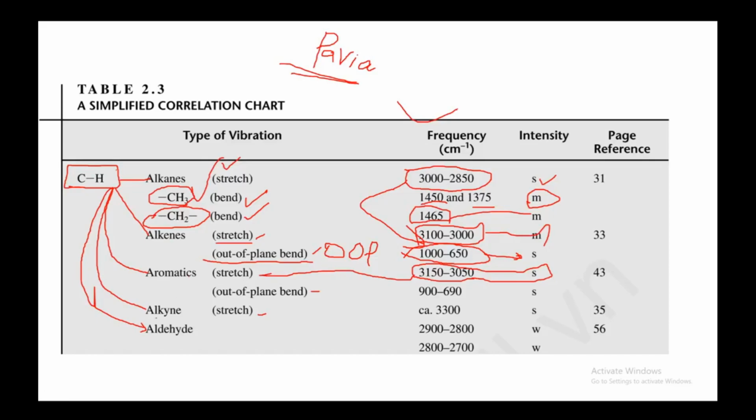How can you assign a CH bond in alkynes? If you see a peak at around 3300, then it is due to alkynes. But for aldehydes, the CH bond appears at around 2900 to 2800, or from 2800 to 2700, and the peak intensity is weak.